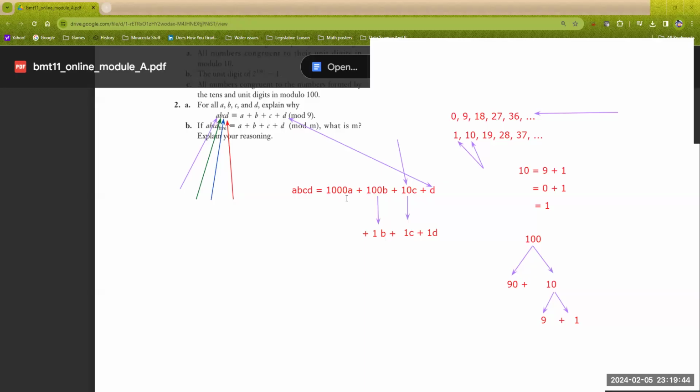Now I'll let you try it for 1000, but break off chunks that you know are equivalent. Any multiple of 9 is equivalent to 0. So break off your 9s. You should be able to break it down. And that is enough to show what you're being asked to show: A plus B plus C plus D mod 9.